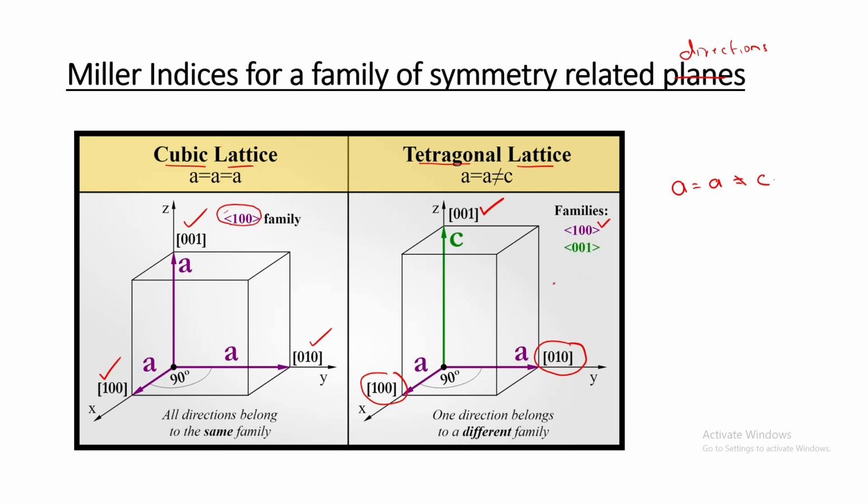Under <1 0 0> you can have the group of directions like 0 1 0. These come under the same family, and this direction belongs to a different family. You can see that these two directions both are under the same family. So this is the difference.